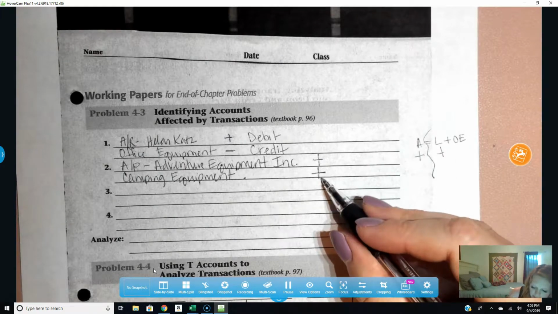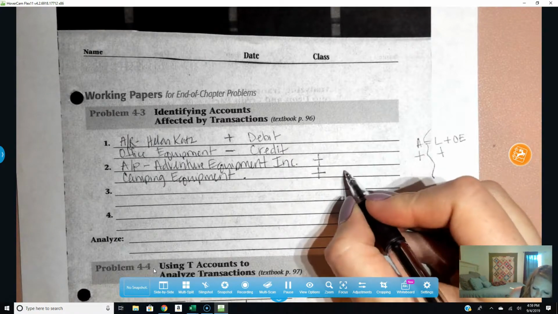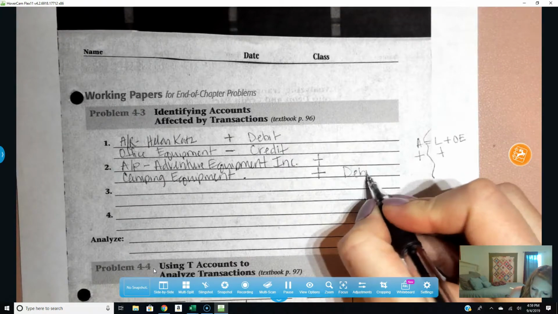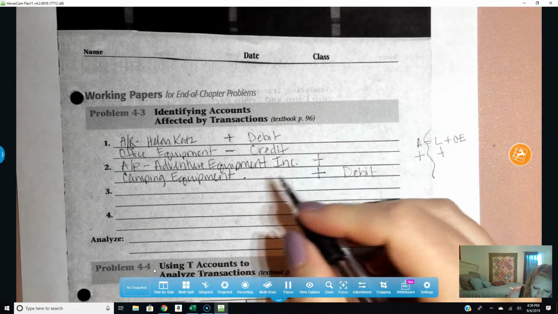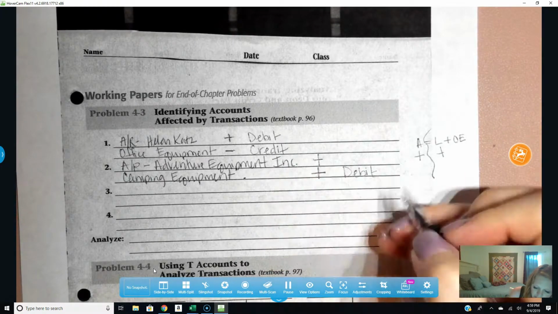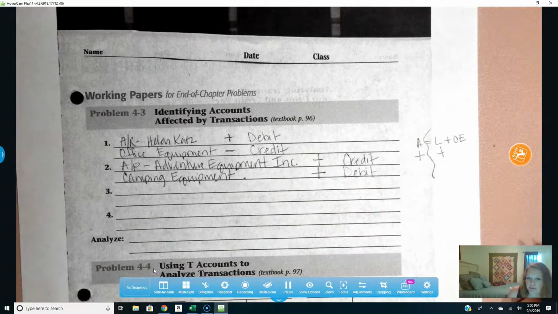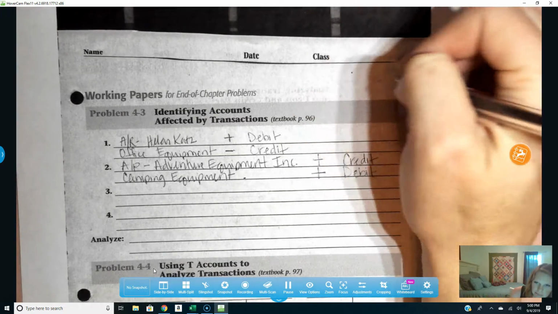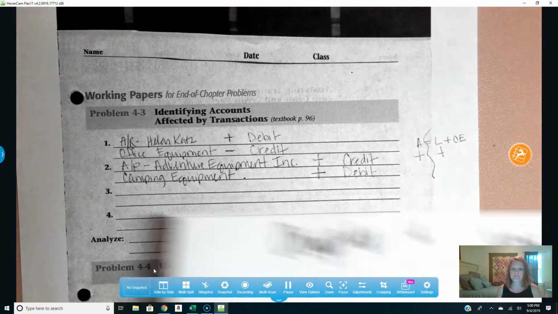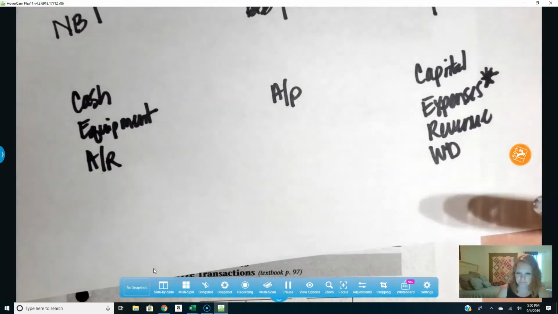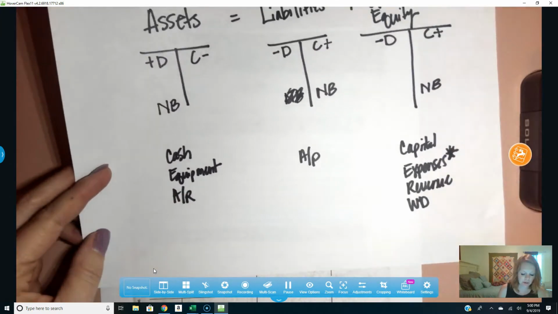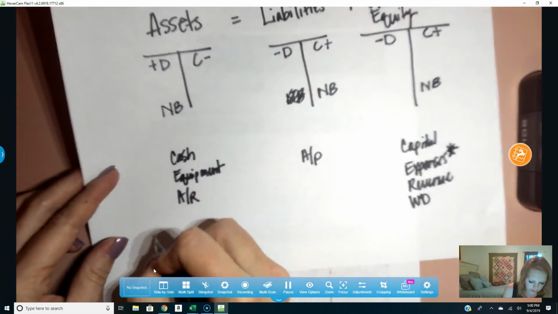So since camping equipment is an asset and it is increasing, it will increase with a debit. And accounts payable will increase, but that increases with a credit. That's another really important rule. So if you want to put this on your note sheet, you can put it wherever you want. I'd probably put it on my note sheet. I would just do a little star here.